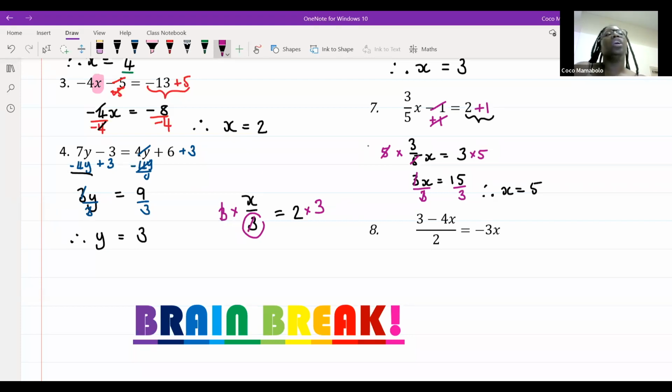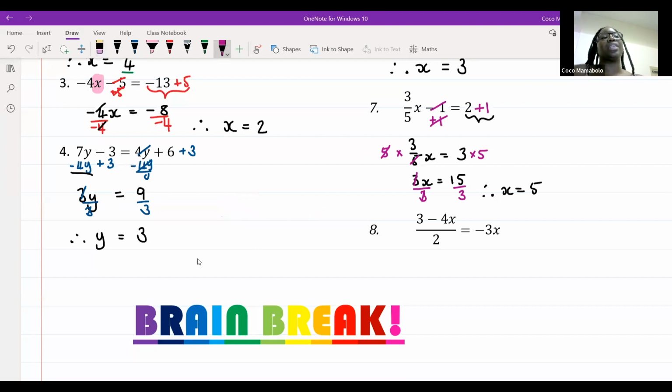Yes, ma'am. Ma'am, sorry for interrupting you. This is linear equations, right, ma'am? Yes, it is. There's no x squareds or x cubed. It's linear. Okay, hold on.